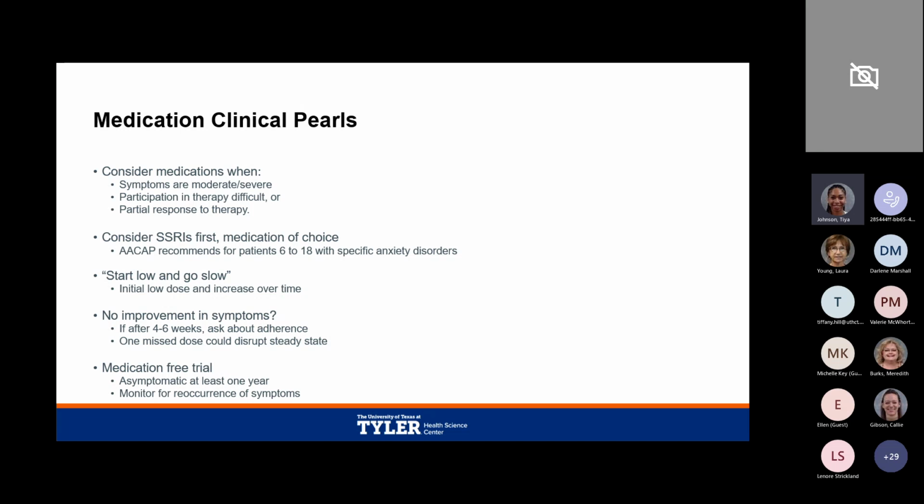We can consider a medication-free trial when a patient has remained symptom-free. And when we say symptom-free, meaning symptom-free and no functional impairment. So they may still have anxiety in appropriate situations, but not impairing, irrational anxiety symptoms for at least 1 year, and then just slowly taper off and continuously monitor for recurrence of symptoms.